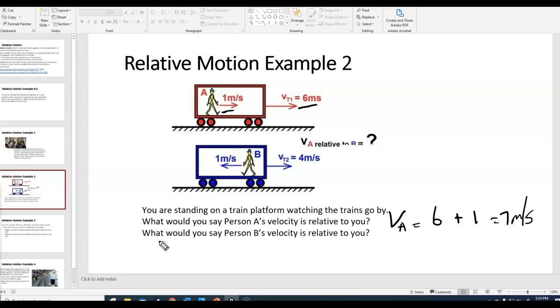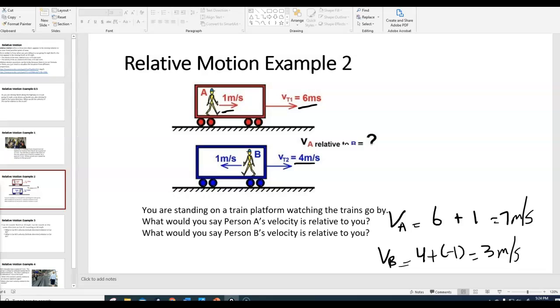Now the second question says, what would you say person B's velocity is relative to you? Okay, so that's the same type of question. I see that the blue car is going to the right at 4 meters per second, but now person B is walking backwards towards the back of the car in the negative direction. Okay, so I think of that as like 4 plus negative 1, kind of like in the last example where you're subtracting instead of adding. Okay, and that would be 3 meters per second.